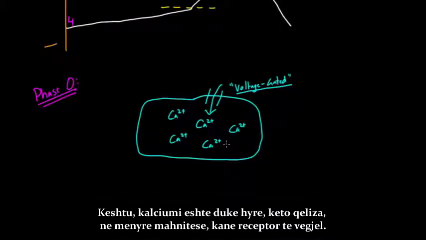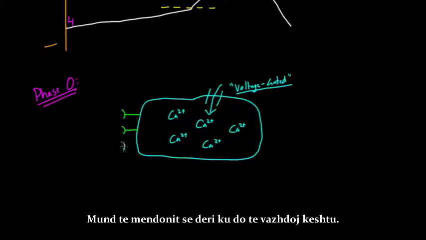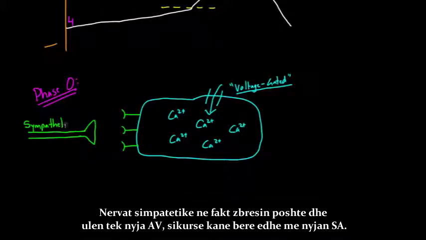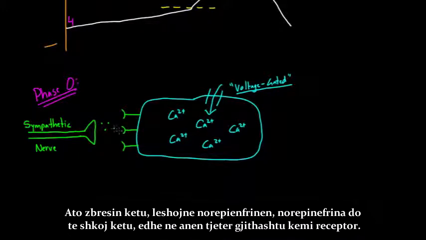And so the calcium's coming in, and these cells, interestingly, have little receptors on them. You might be guessing where this is all going to go. These receptors are for a neurotransmitter that's coming from the sympathetic nerve. So sympathetic nerves are coming down and landing on the AV node, just as they did on the SA node. They're landing here, and they're letting off their norepinephrine. Their norepinephrine is coming in here.